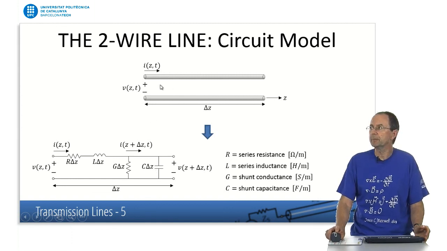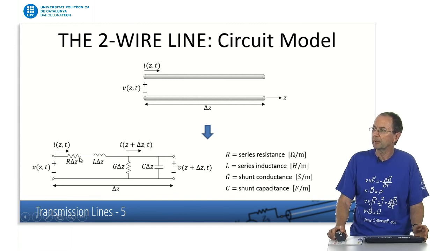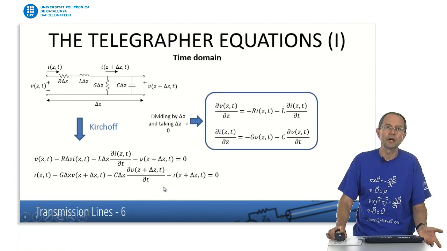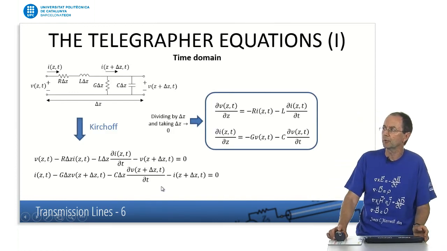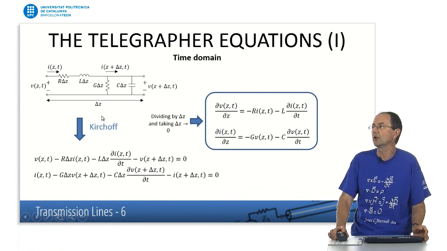Of course, these parameters are uniformly distributed along the line, but for our purpose of modeling this in a simple way, we are going to use a discretization model where these parameters are concentrated at certain positions along a very small step or length of line. This will allow us to compute the distribution of currents and voltage along the line.